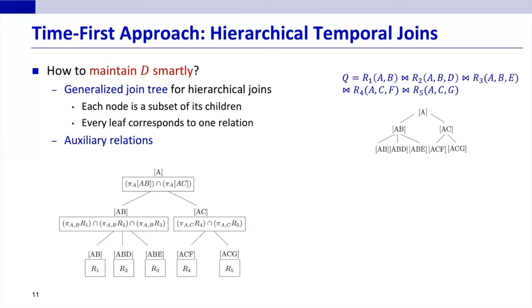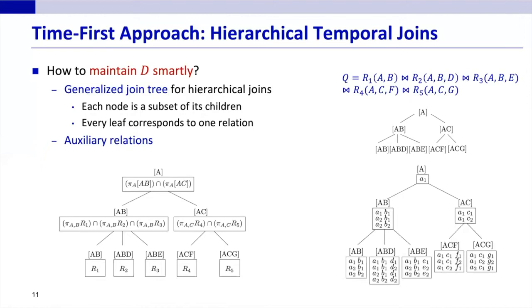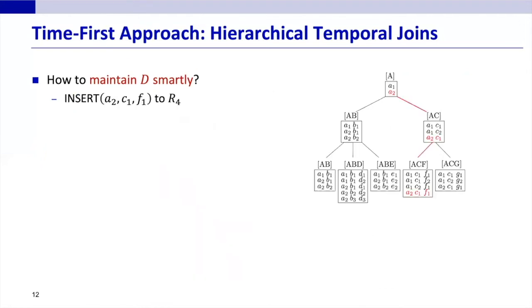Then how to use this data structure to support the different operations? Let me use this example to illustrate the high-level idea. When A2C1F1 is inserted, we first insert into the leaf node. As A2C1 does not exist in R4, but exists in R5 before this insertion, it will be propagated to node AC, and A2 will be propagated to the root following the same rule.